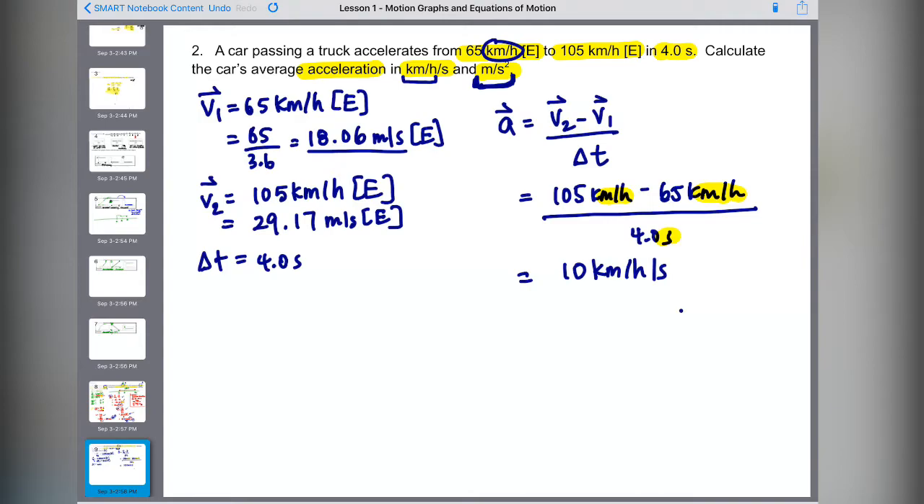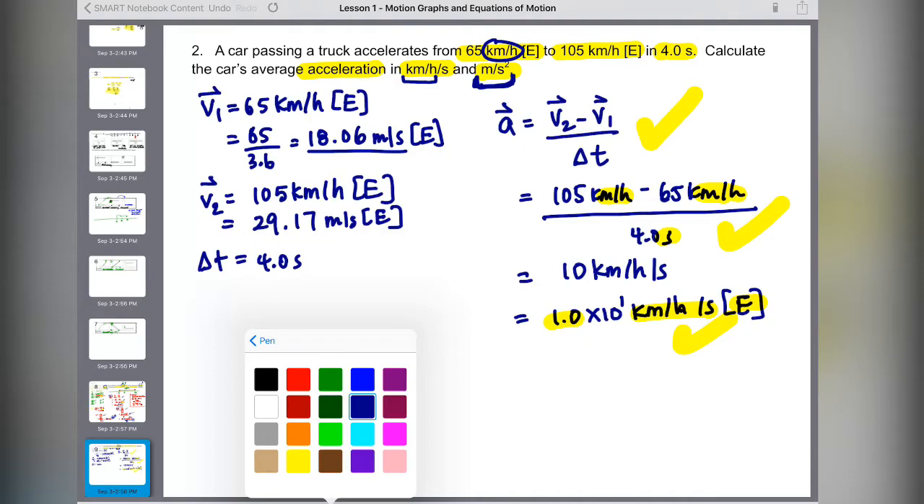Now I need to worry about sig digs. There are 2 sig digs in this case, and 10 only has 1. So if I want to be picky, this should be 1.0 times 10 to the 1 kilometers per hour per second, and this is to the east. Okay, so I worry about my sig digs. I have my unit, I have my direction, I have my equation, my substitution and my answer. That's your 3 marks.